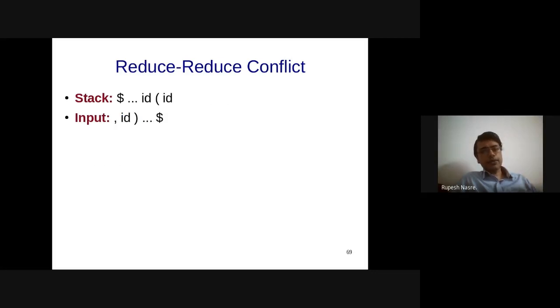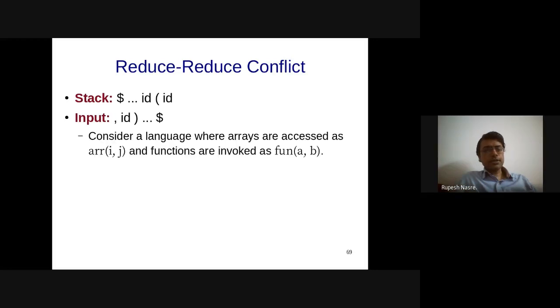Right? And in case of reduce conflict, for example, not in C, but in case of languages such as I think Fortran, where the matrix operations are specified using parenthesized expressions. So let's consider this where ARR of I comma j, right? So those of you who have done Fortran, is this the syntax for the array expressions ARR of I comma j? And can the functions be invoked as fun parenthesis a comma b?